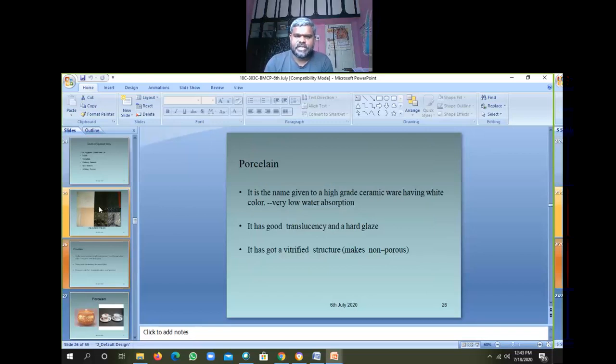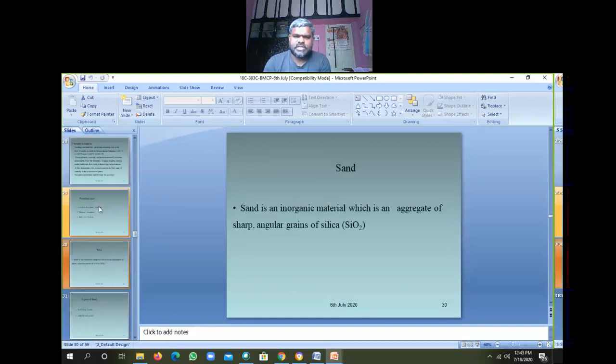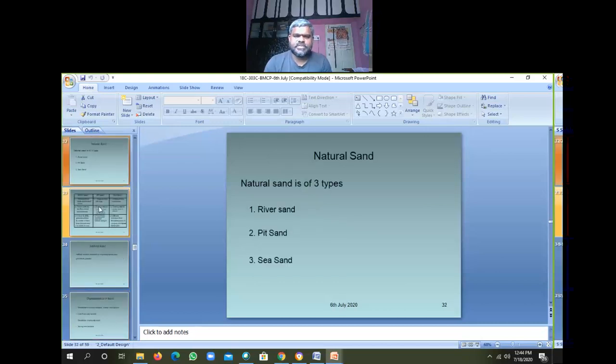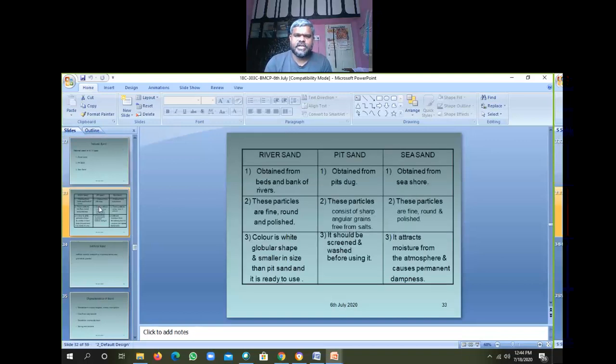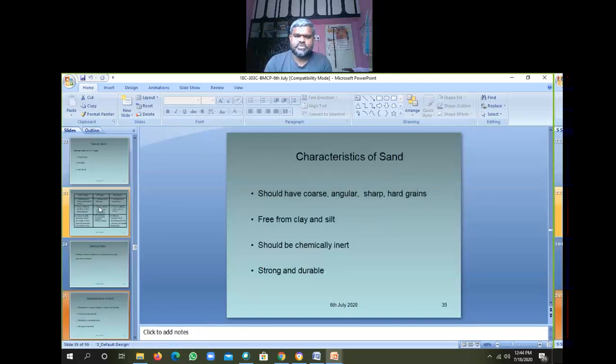These are the glazed tiles, and also we have seen porcelain. It is the name given to a high-grade ceramic ware having white color, right? So we have seen porcelain, and we have also seen sand. What is sand? Sand is an inorganic material which is an aggregate of sharp and angular grains of silica. So natural sand and artificial sand. Natural sand means river sand, pit sand, and sea sand, right? You have already seen the differences of these sands. River sand is the best of all, and artificial sand means sand obtained from crushing stones and gravel to powder. So this is also very popularly used now, right?